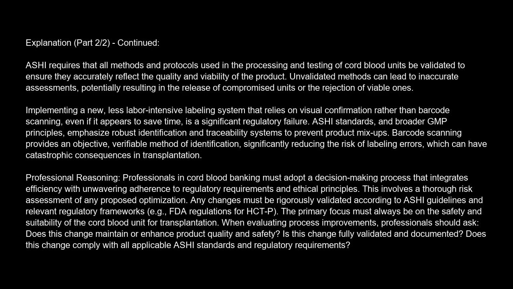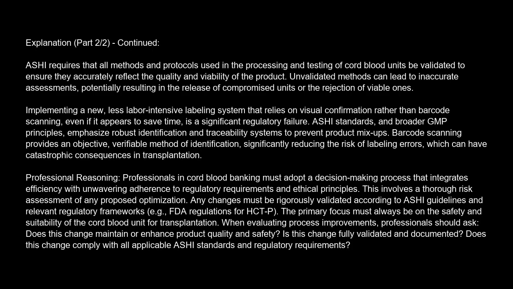Implementing a new, less labor-intensive labeling system that relies on visual confirmation rather than barcode scanning, even if it appears to save time, is a significant regulatory failure. ASHI standards and broader GMP principles emphasize robust identification and traceability systems to prevent product mix-ups. Barcode scanning provides an objective, verifiable method of identification, significantly reducing the risk of labeling errors, which can have catastrophic consequences in transplantation.